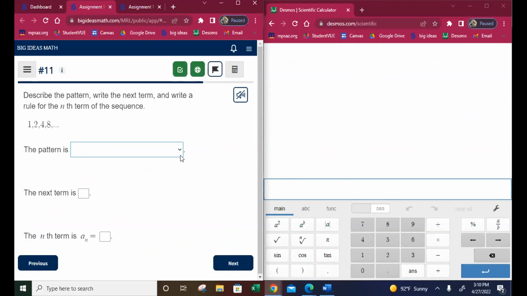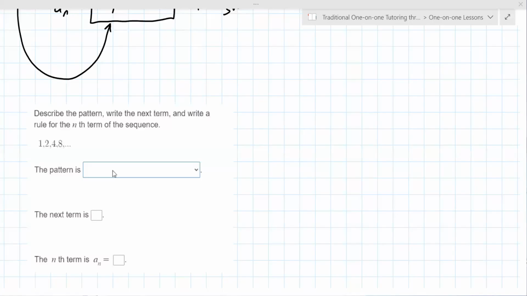Okay, so the pattern is, now, is it going up by the same amount? Like when you go from 1 to 2, 2 to 4, 4 to 8, meaning, does it increment by the same amount? Are you always adding the same number? Yeah. Okay, so if you're adding the same number, what are you adding to go from 1 to 2? 1. So to go from 2 to 4, if you add 1, is that the same? No. So this one's different.